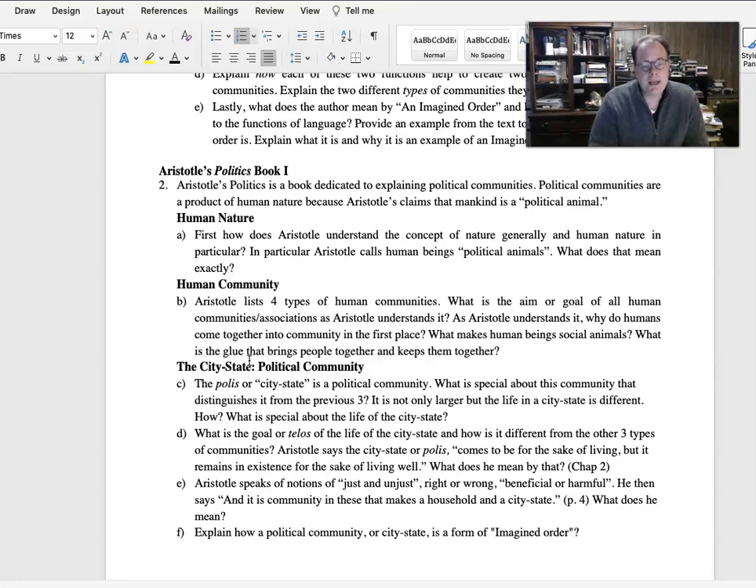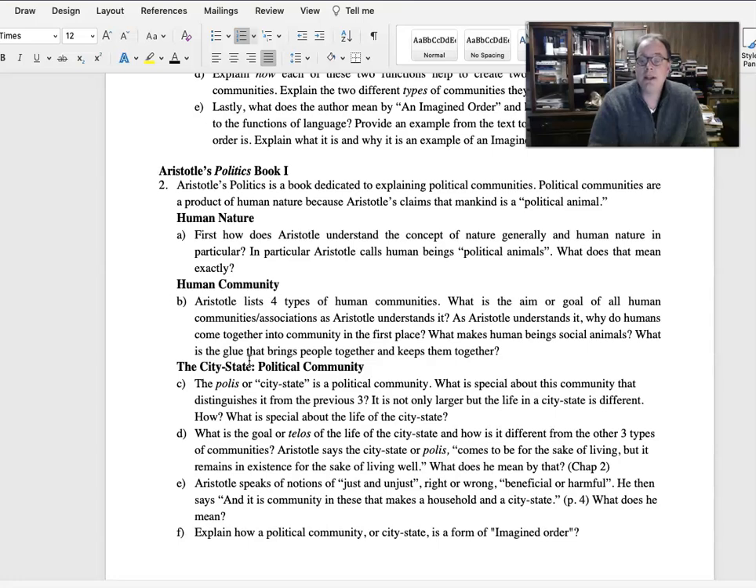B. Aristotle talks about 4 types of human communities. What is the aim or goal of each of those communities or associations as Aristotle understands it? So let me take this one at a time. These communities come together for some purpose. They have a reason for being. In French, raison d'être. They have a purpose, a goal, an aim, an end, or Aristotle's word is a telos. It's a goal, purpose, all those synonyms, right?